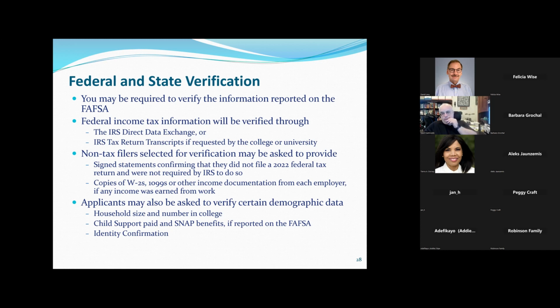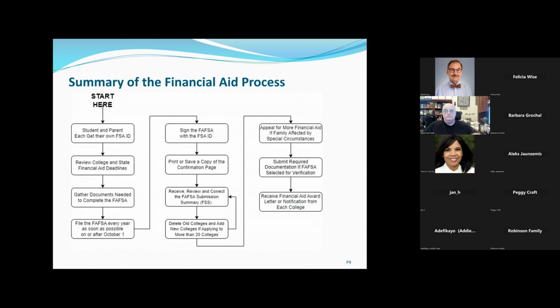Some colleges and universities may require the verification of additional information for determining eligibility for state and their own institutional aid funds. Next slide, please.